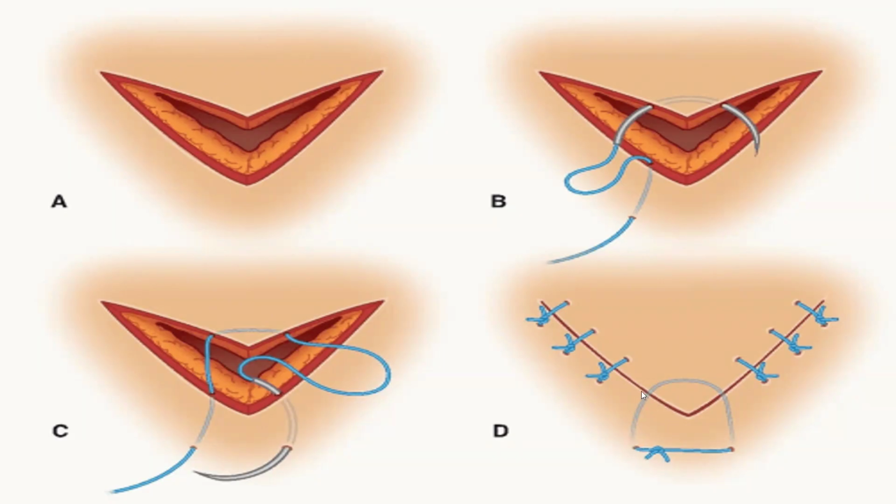From this point to this point, then this point to this point. So 1, 2, 3. Then regarding the sides, you can do interrupted sutures according to the length of the wound. Okay. Well done.